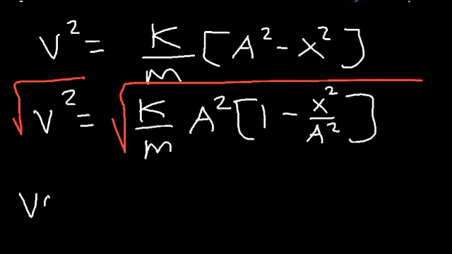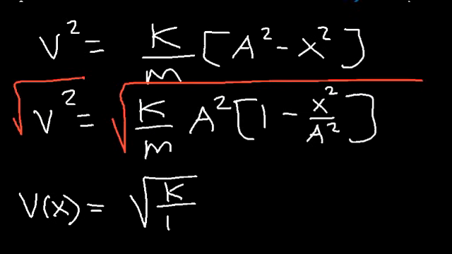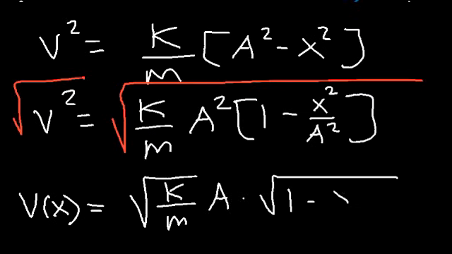So the velocity as a function of x is going to be the square root of k divided by m times a times the square root of 1 minus x squared divided by a squared. Now the velocity can be positive or negative. If the velocity is moving towards the right, it's positive. If it's moving towards the left, it's negative.